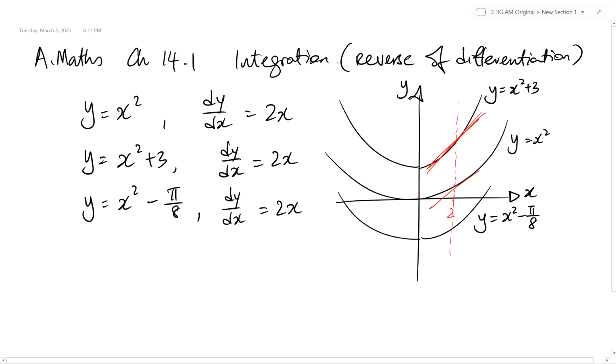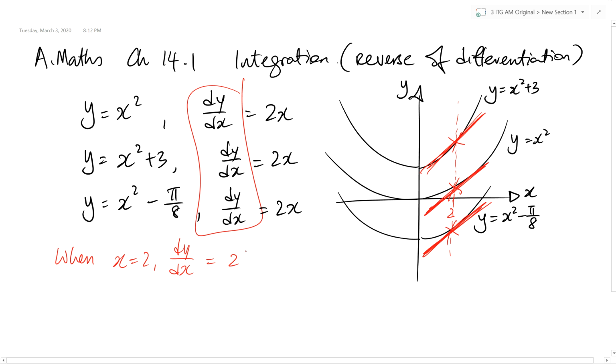Now this is not drawn to scale, but the idea is that for all of them, when x goes to 2, dy over dx will result in 2 times 2, which is 4. So this is the same for every single point that we can choose for the three graphs.